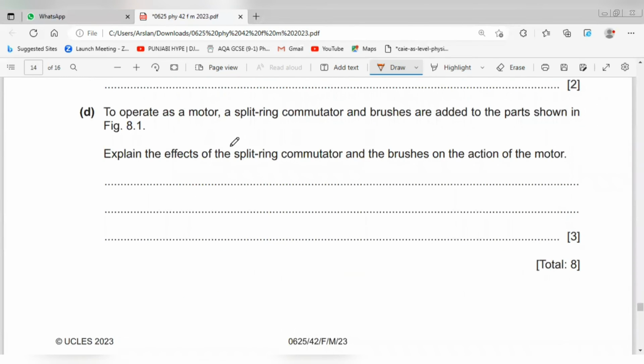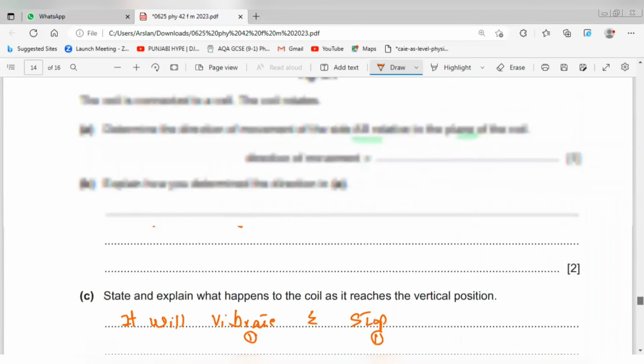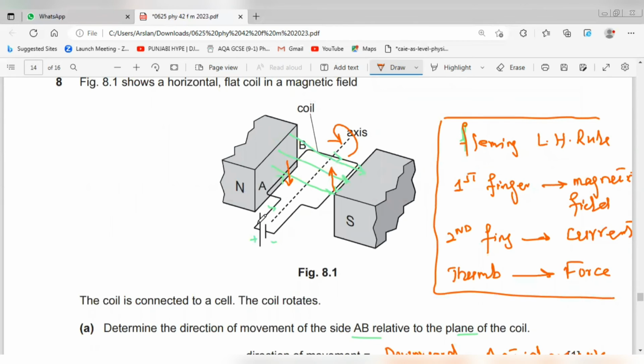Next is to operate as a motor, a split ring commutator and brushes are added in the parts shown in figure 8.1. Explain the effect of the split ring commutator and the brushes on the action of the motor. If you put the commutator system and carbon brushes in place of the battery, you will write, you know that these are the carbon brushes, which are rings, and you will connect from the battery or cell.